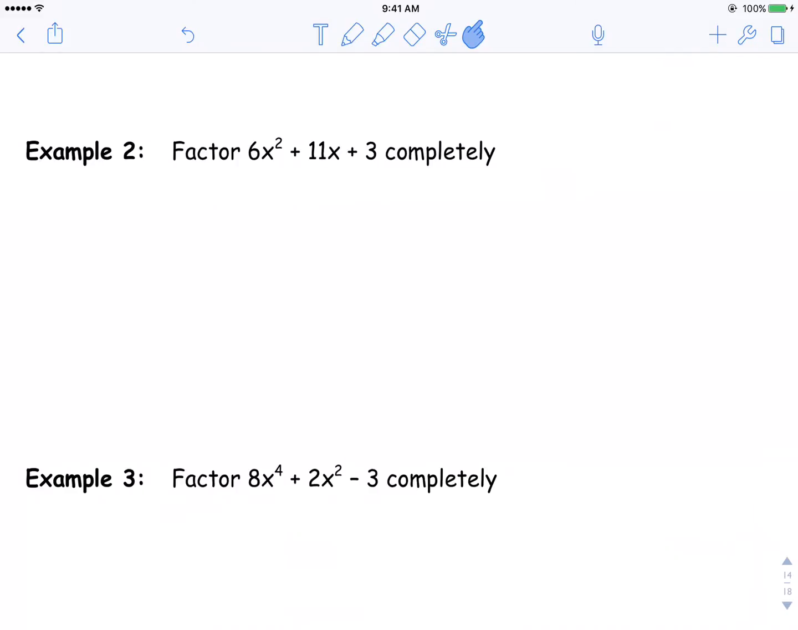3.6, factoring ax squared plus bx plus c, example number 2. So continuing on, another example. Remember, practice, practice, practice. So here we go. Factor 6x squared plus 11x plus 3.